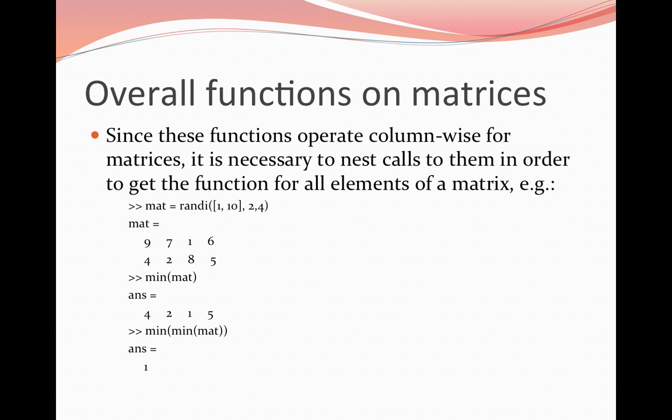Since for a matrix, the functions operate column by column, if you wanted to get the overall value, then you would have to nest calls. For example, here's a matrix. If we get the minimum of the matrix, it's going to give us the minimum from every individual column. But what if we wanted the overall minimum of the entire matrix? Then we could get the minimum of the row vector that gives us the column minima. So in other words, the min of the min of the matrix is going to give us 1.